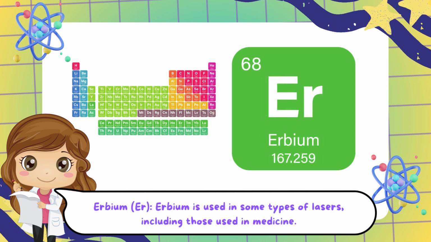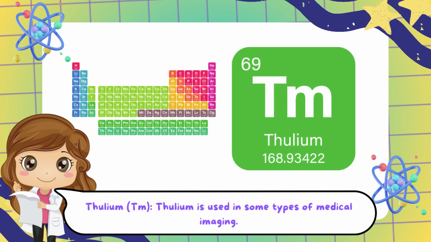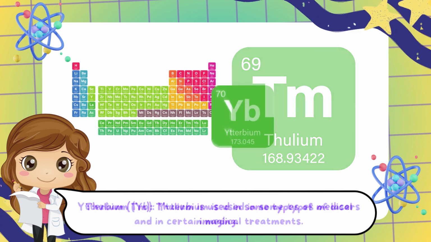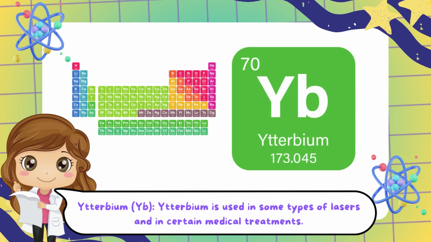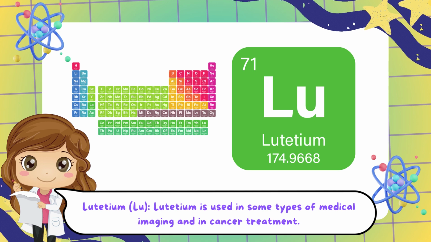Erbium, E-R. Erbium is used in some types of lasers, including those used in medicine. Thulium, T-M. Thulium is used in some types of medical imaging. Ytterbium, Y-B. Ytterbium is used in some types of lasers and in certain medical treatments. Lutetium, L-U. Lutetium is used in some types of medical imaging and in cancer treatment.